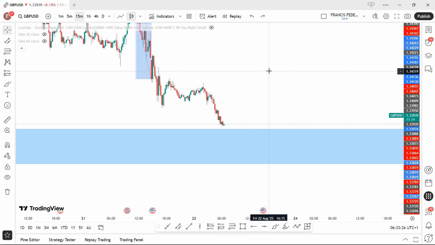I'm not very sure of the direction, but if any of the two scenarios I just described plays out, I'm going to be taking a trade following the signal that will be provided. So that's going to be all for now. We are going to see how it plays out.